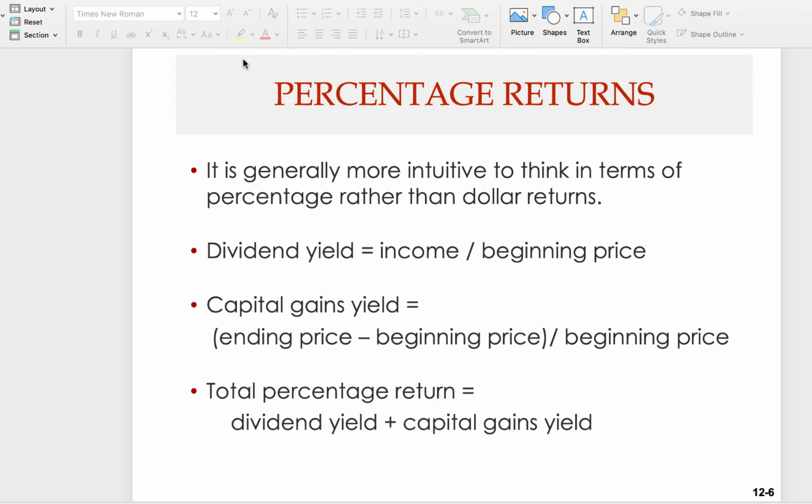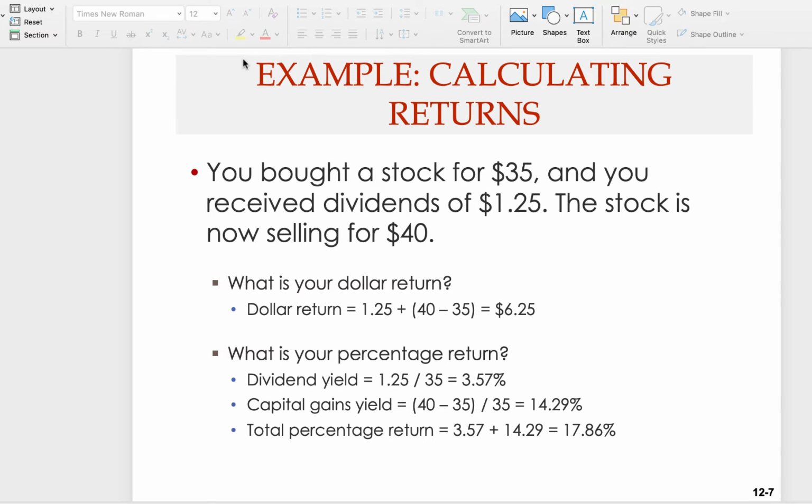So let's look at a quick example. Say you bought a stock for $35. You received a dividend of $1.25. The stock is now selling for $40, okay? First, what's the total dollar return? Total dollar return is nothing more than the income plus capital gain or capital loss, okay? We take $1.25, which is our income, plus the change in price, which is $5. Our total dollar return is $6.25. Hey, that sounds great, but that's not very intuitive, right?